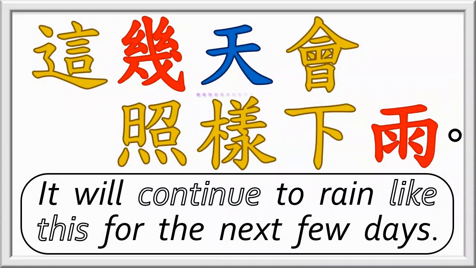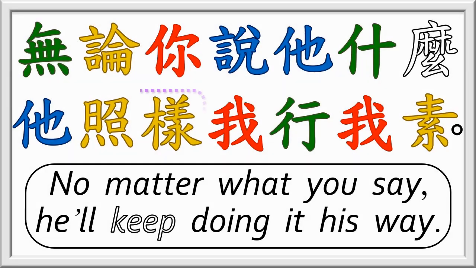The expression 照样 means to pattern after. Do something in the same way or as usual. 这几天会照样下雨。It will continue to rain like this for the next few days. 无论你说他什么，他照样我行我素。No matter what you say to him, he'll keep doing it his way.